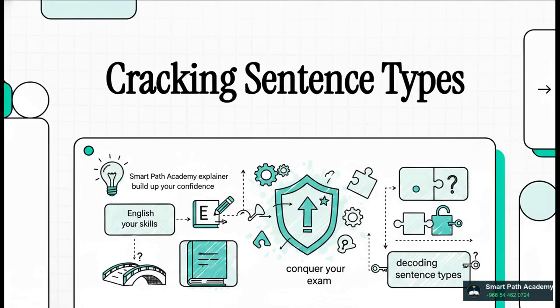If you've been feeling a little overwhelmed by your upcoming Cambridge checkpoint exams, take a deep breath because you are in exactly the right place. Today, we're decoding sentence types together so you can walk into that exam room with absolute, total confidence.